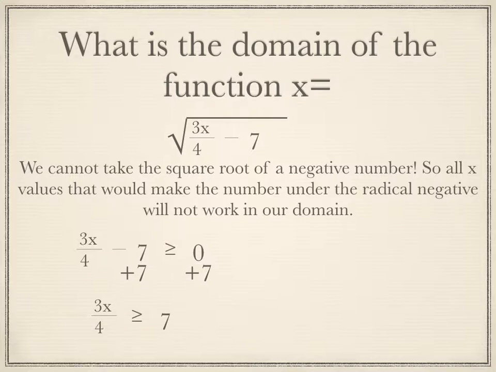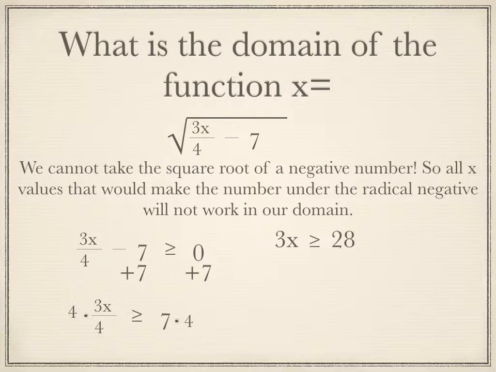Now, once again, we still need to get the x by itself. So what are we going to move next? Well, it looks like we've got to move that 4 because it's the furthest away from the x. So the opposite of dividing by 4 would be multiplying by 4. And what we do to one side, once again, we have to do to the other. So we get 3x is greater than or equal to 28.